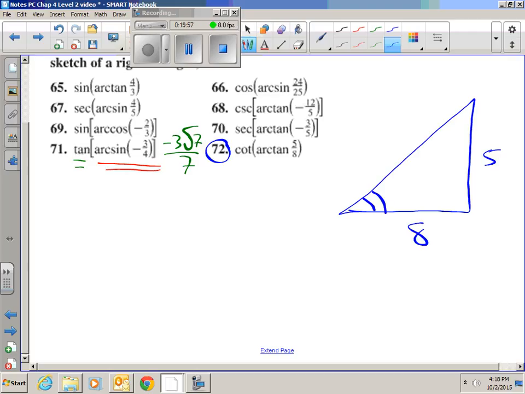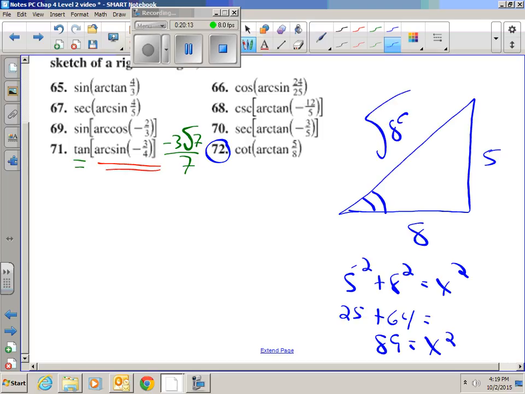This missing side is going to be 5 squared plus 8 squared is equal to x squared. 25 plus 64 is 89, equals x squared, so my third side is root 89, and that is actually in simplest form. The cotangent of this now is going to be 8 over 5, and actually I didn't need to find that side. If I had asked for a sine or something, then I would have needed that third side.